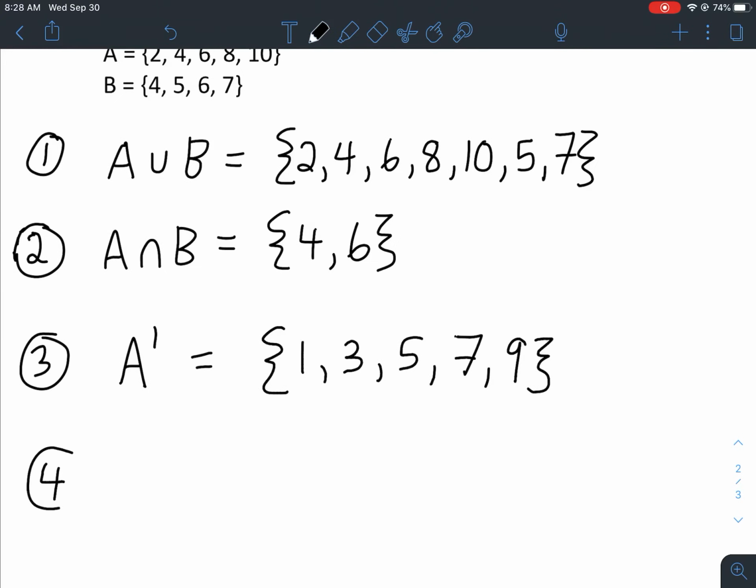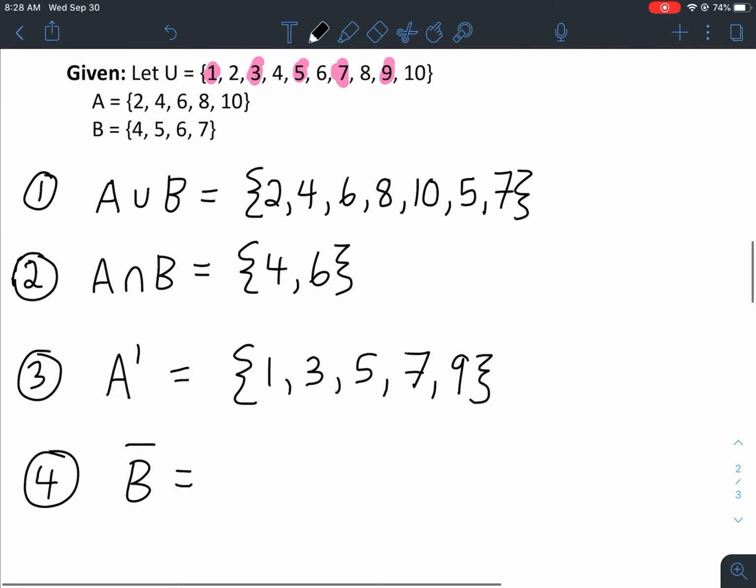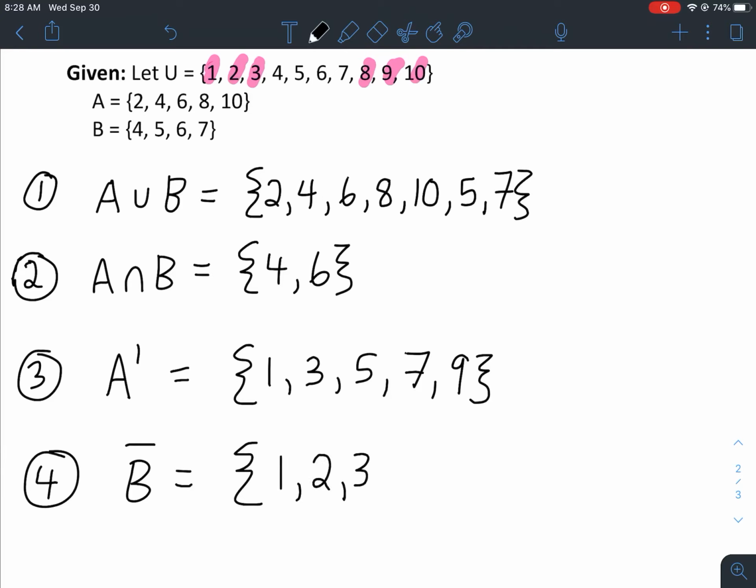Okay, number 4. Let's look for B complement. I'm going to write it the other way with the little line above it. That means B complement. So we're looking for everything that's in our universal set, the top one, that's not in B. So we don't have 1, we don't have 2 in B, we don't have 3 in B. We have 4, 5, 6, and 7. We don't have 8, 9, and 10. We're looking for everything that's in U that's not in B. So that would be 1, 2, 3, 8, 9, 10.